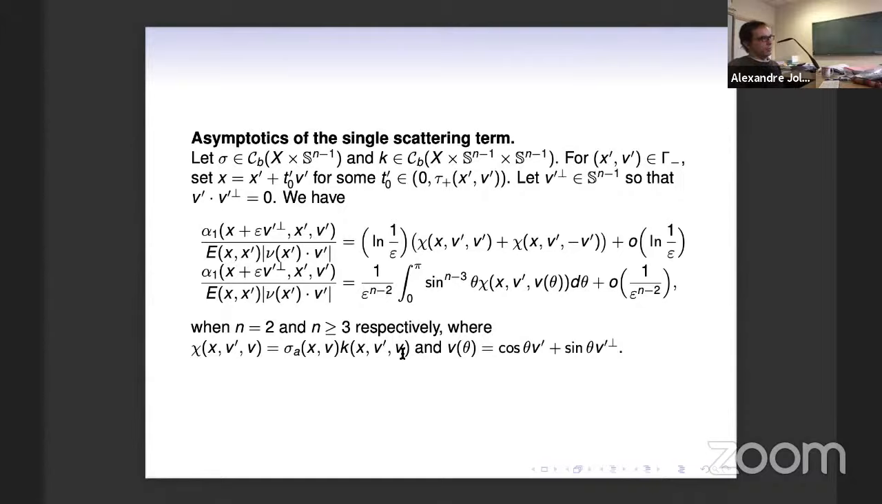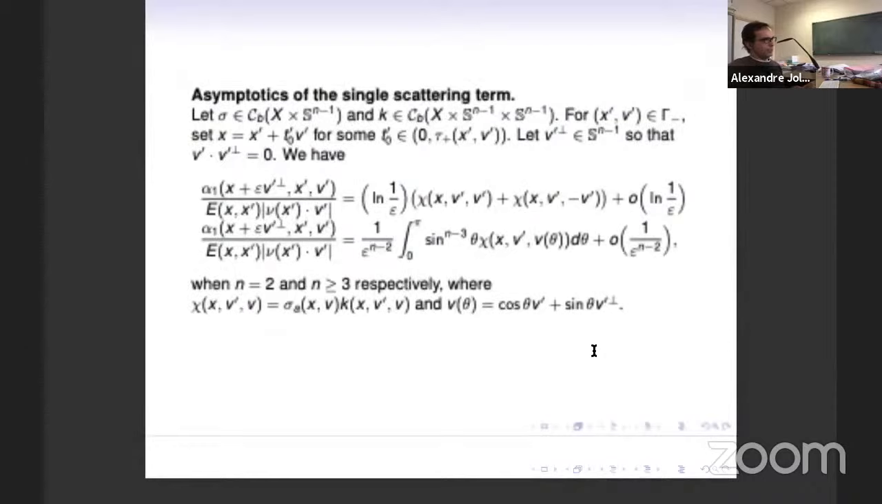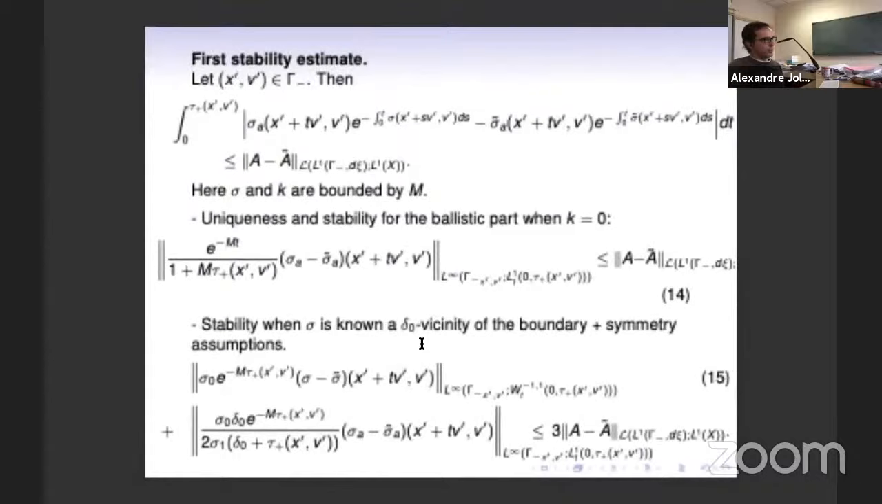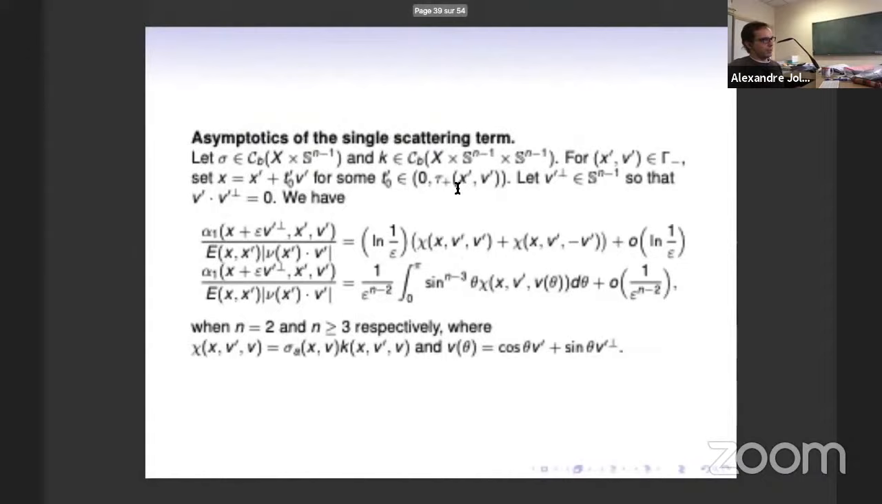You will have to assume again that k has a specific form. And here you have dimension two. In higher dimension, you have this information instead. So again, you won't be able to recover k exactly. You will have to assume a specific form. So from this asymptotics and this regular behavior here, you can cook up some stability estimates for the scattering kernel, general stability estimates.